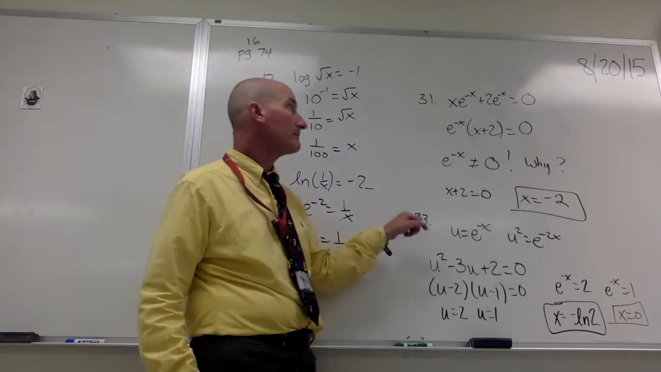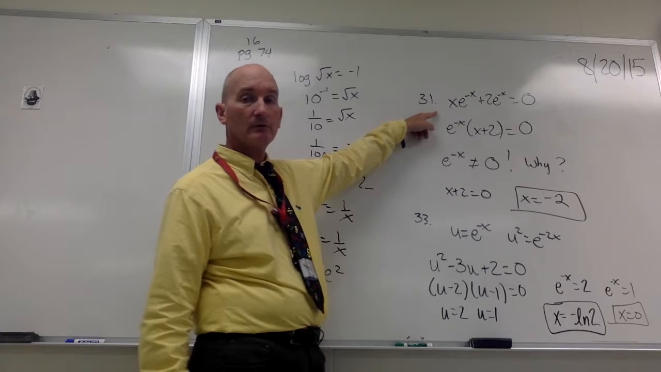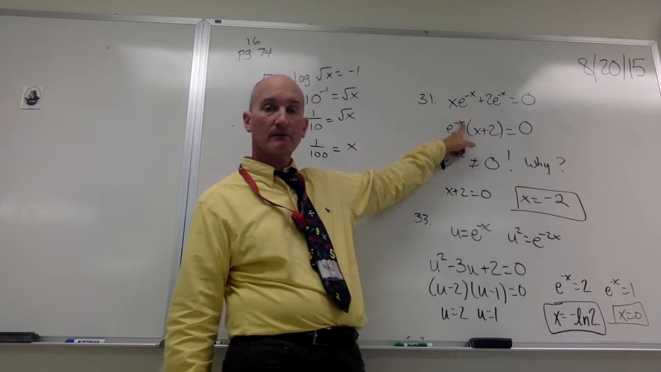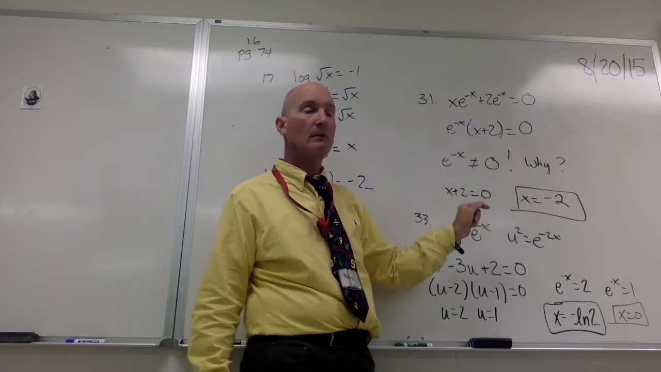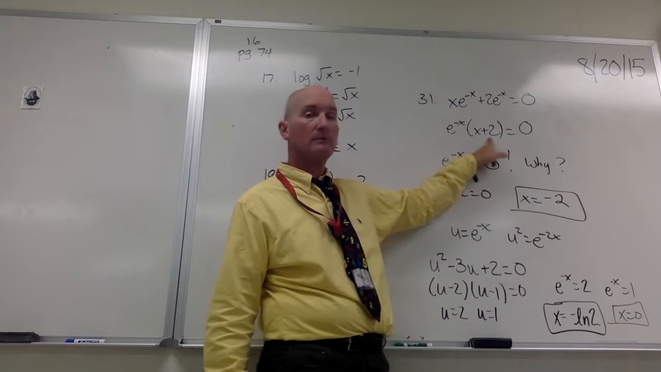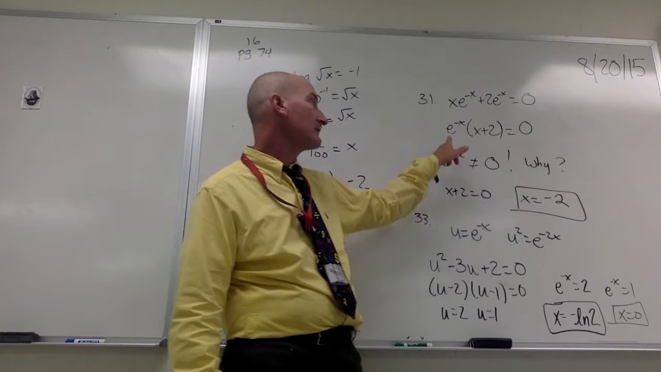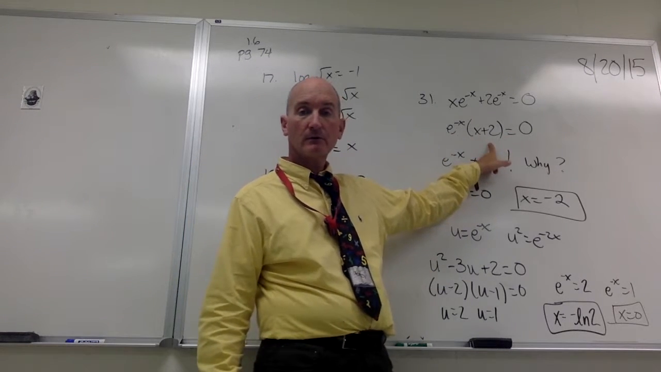On 31, I have the exponential equation. I can do a little bit of algebra and factor out e to the negative x. That's common to both terms. So I have e to the negative x times (x plus 2) equals 0. So by the zero product property, I'm going to set each one of these factors equal to 0 and solve.